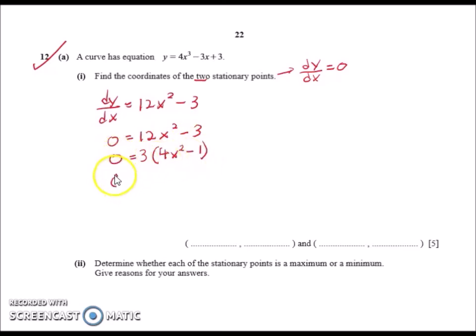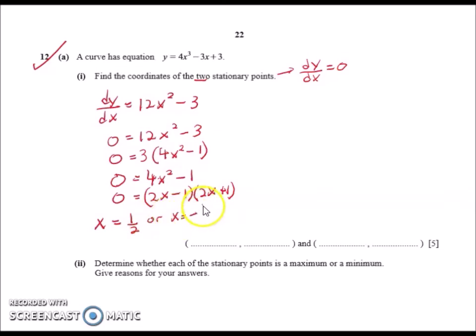So 3 will be moving to the opposite side, it will become 0, and here we have 4x squared minus 1. When we factorize this, we will be getting 2x minus 1 and also 2x plus 1. So for the x value, we have two values, which is 1 over 2, or x is also negative 1 over 2. So we can fill up over here 1 over 2, and here the negative 1 over 2.